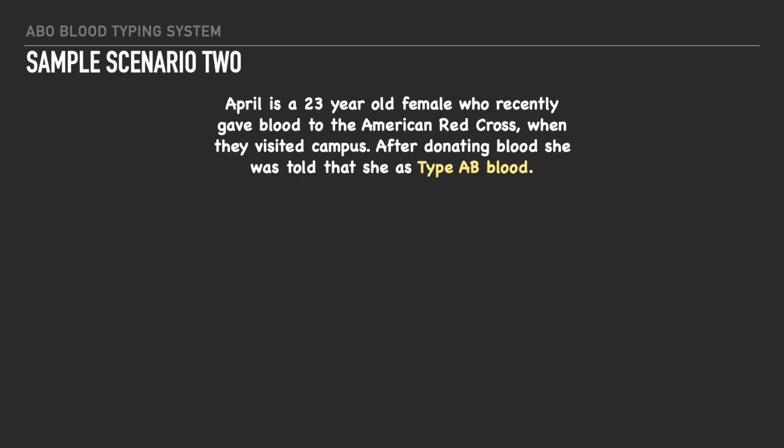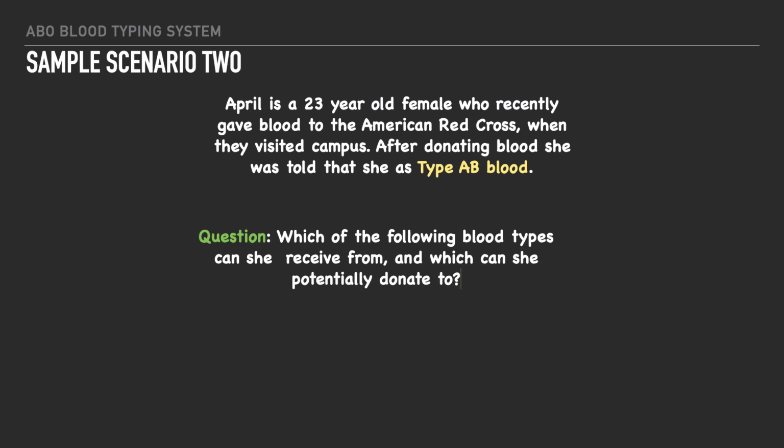So let's look at one additional example. April is a 23-year-old female who recently gave blood to the American Red Cross when they visited campus. After donating blood, she was told that she has type AB blood. So here's the question. Which of the following blood types can she receive from, and which can she potentially donate to? So feel free to pause the video and, utilizing the information we've discussed, determine which type of blood April could donate to and which she could receive from.